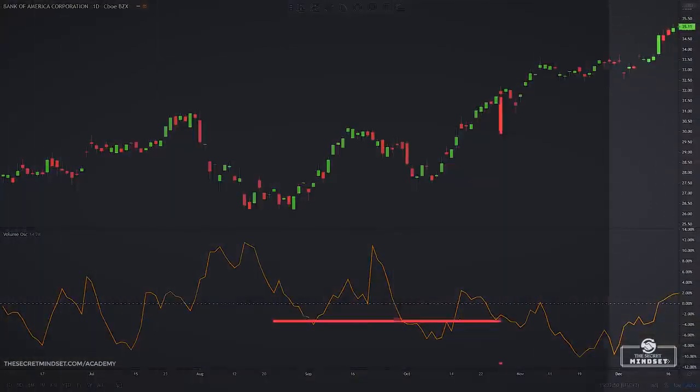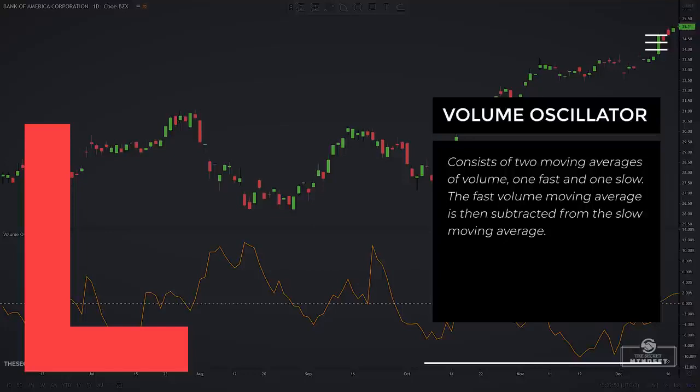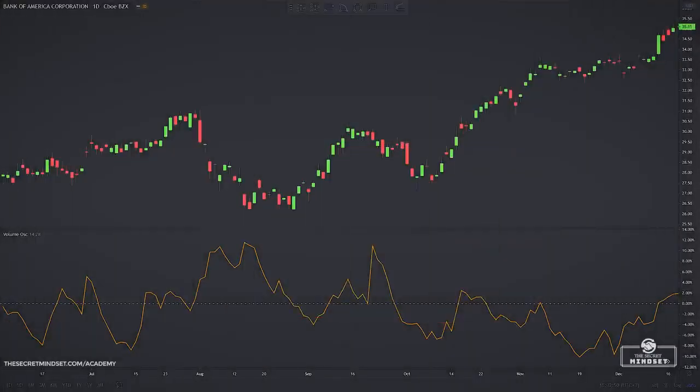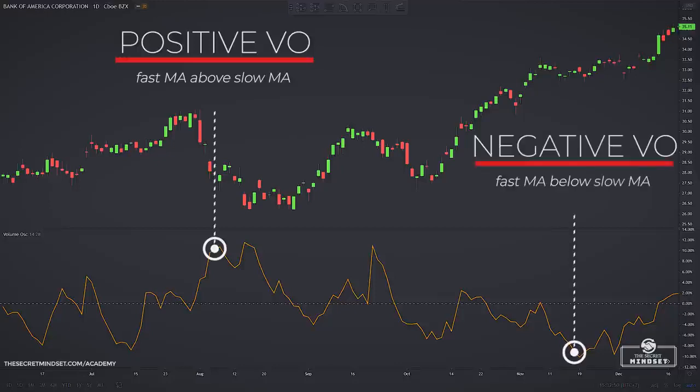The volume oscillator consists of two moving averages of volume, one fast and one slow. The fast volume moving average is then subtracted from the slow moving average. If the fast moving average is above the slow moving average, the oscillator will be positive. If the fast moving average is below the slow moving average, then the oscillator will be negative.